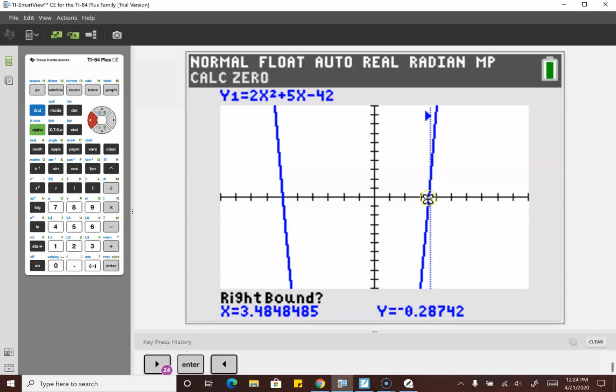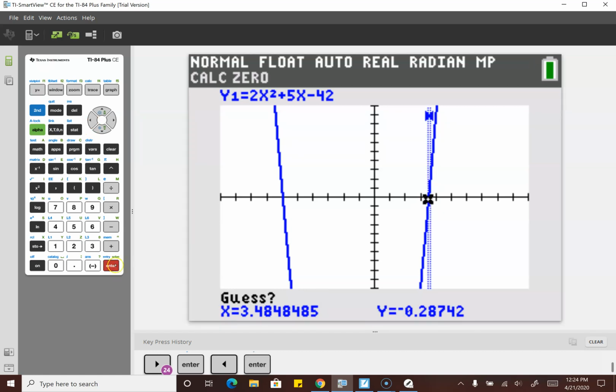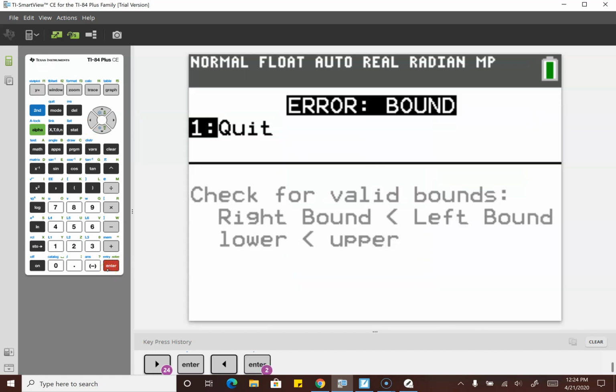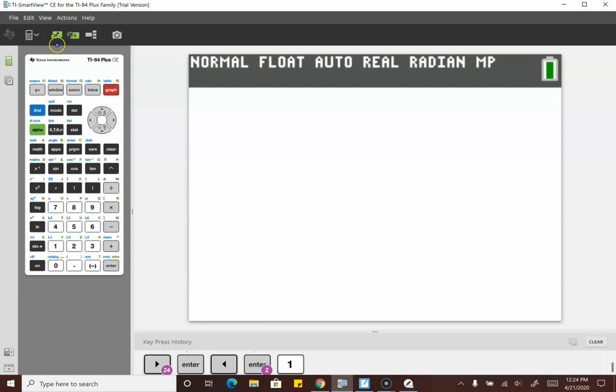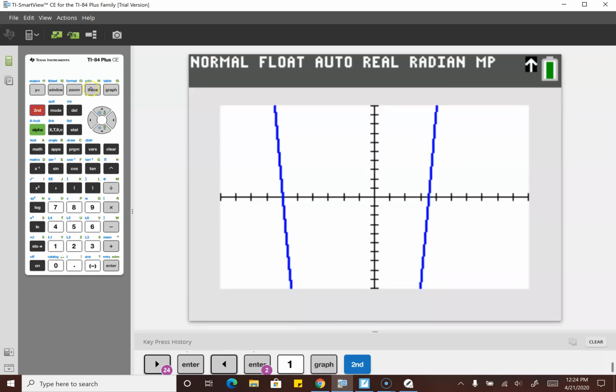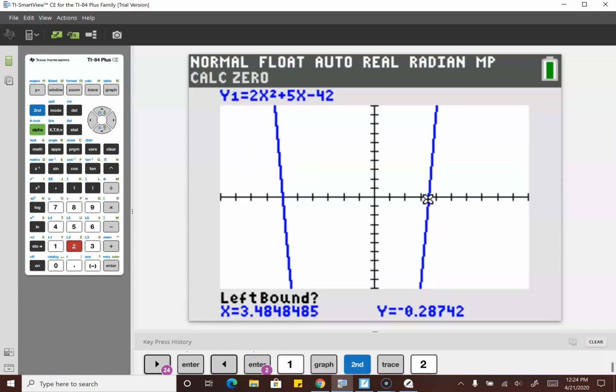Then I'm going to put my flashing spider below the graph, and I know it's below because the y says negative, and hit enter. And now if I hit enter again, it says error. Okay, no big deal. All that means is you're just going to do the process again. So go back to your graph. You're going to go second, trace, 0.